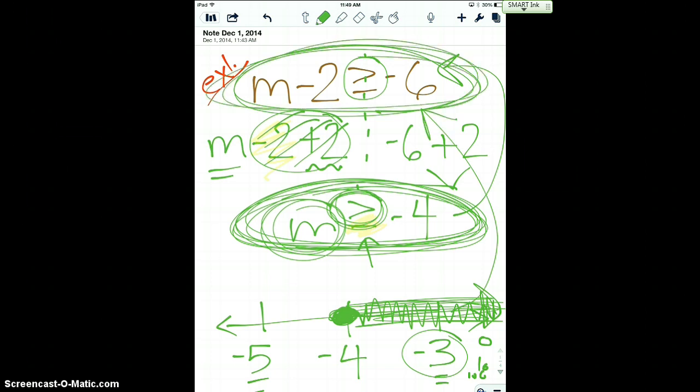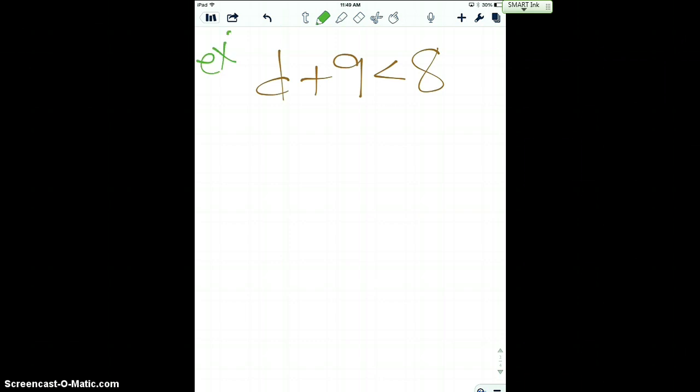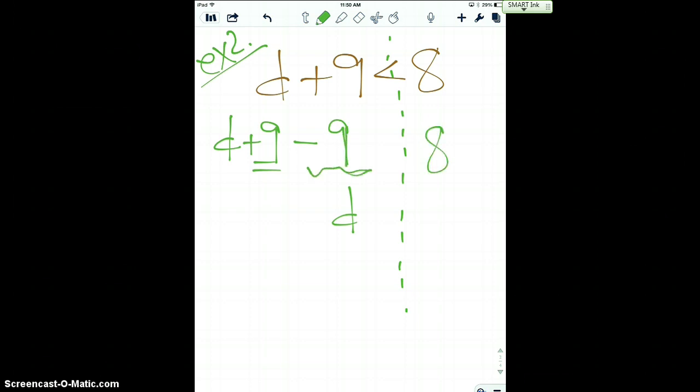I said we were going to do 2 examples, so here's the second one. So now you're given a statement and we need to solve it and graph it. Again, just like before, I'm going to solve it the same way as an equation. I'm going to rewrite d plus 9. I need to get d alone. To do that, I need to get rid of the plus 9. So I'm going to do the inverse operation of addition, which is subtraction, by that number I want to go away, which is 9. And then what do I do with the 8? I do that same thing that I just did here to this side, subtract 9.